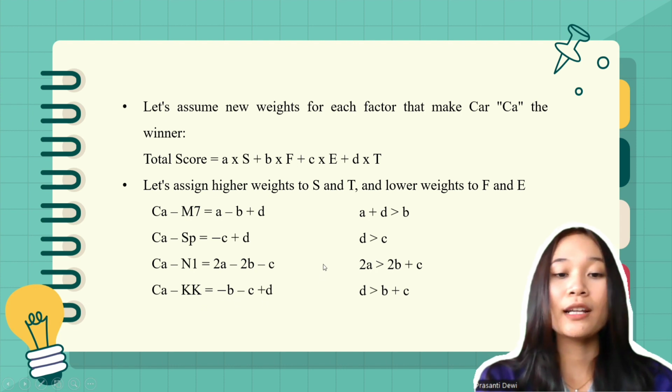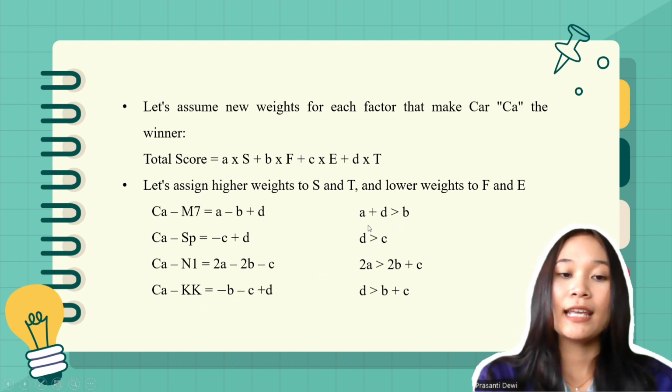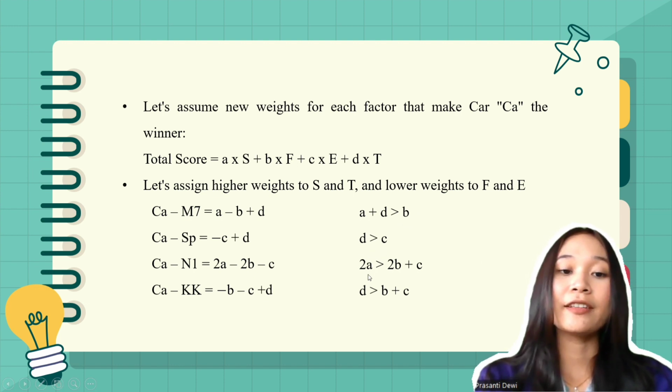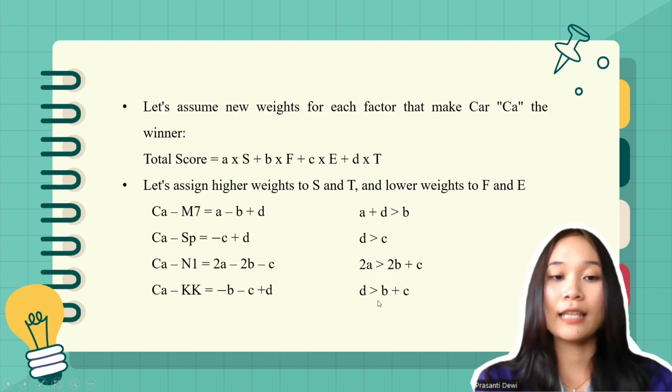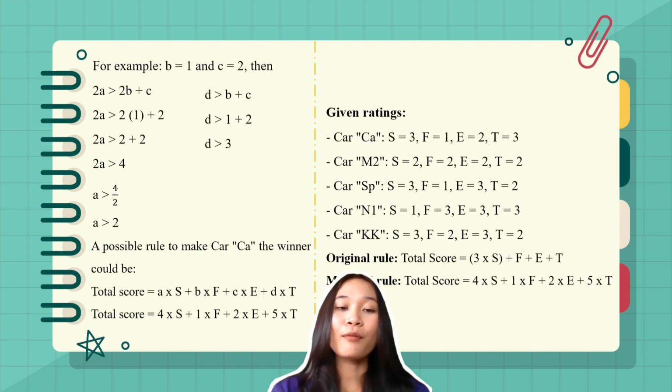So the inequalities for the differences are as follows: A plus D greater than B, B greater than C, 2A greater than 2B plus C, and then D greater than B plus C. From those inequalities, we can find the coefficients A, B, C, and D.